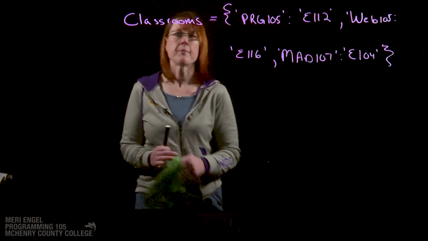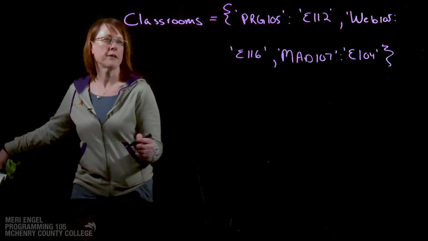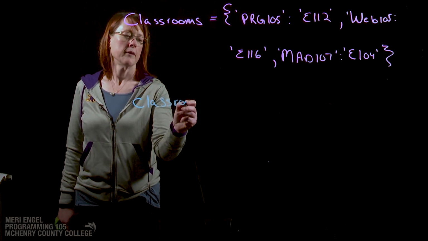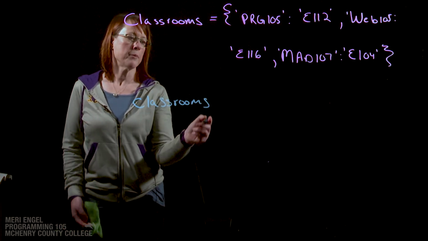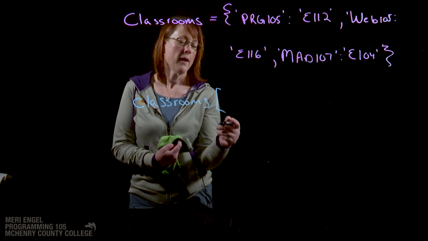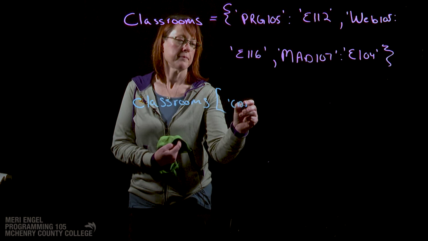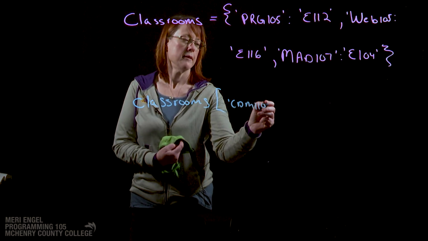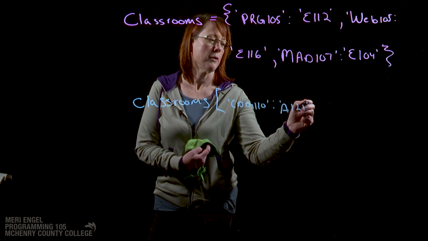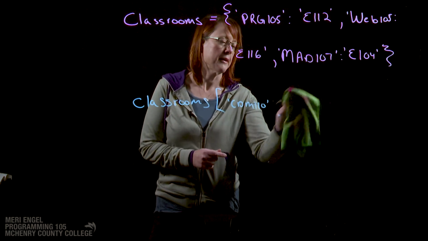So if I wanted to add something to the classrooms, I would do classrooms, and I put the key in here. I could get something from a user and put a variable in here, but I'm just going to put in CDM 110 and the room that it is currently in, A121. Those are both in quotes. And I did that wrong. So we're going to put CDM 110. That is correct. I have to put the key there.